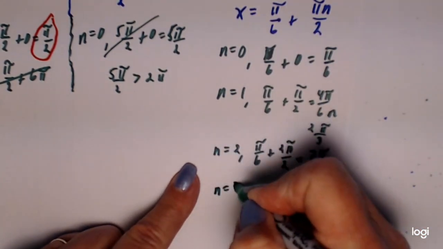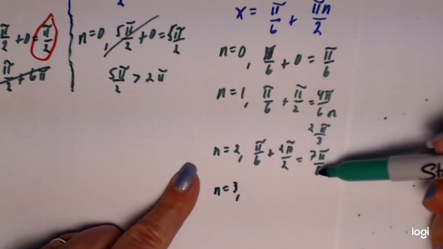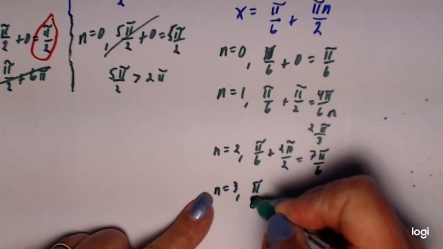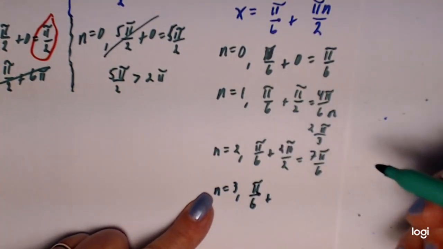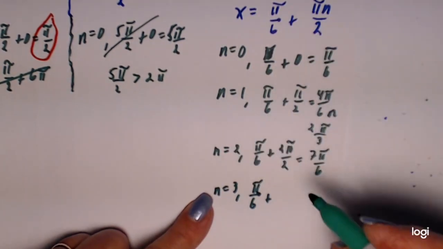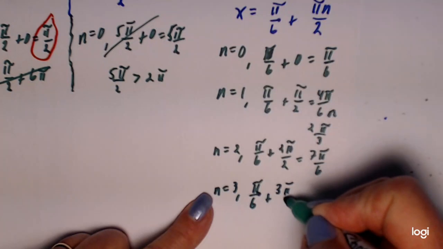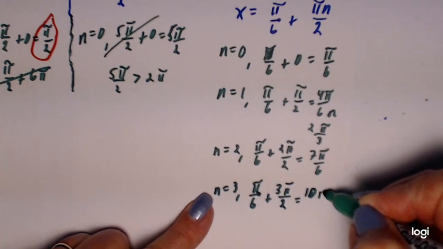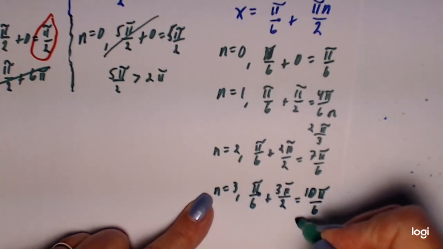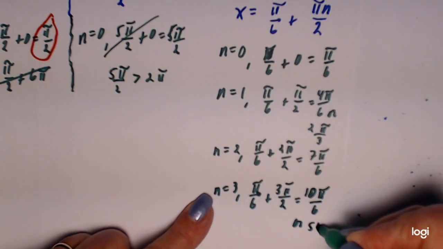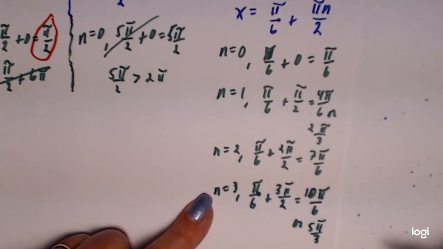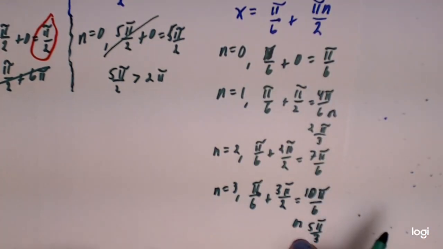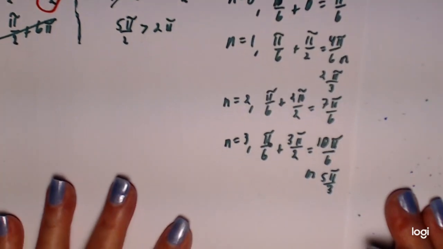And now n is 3. So far we have 1, 2, 3 answers. We know from our graph we need 4. So when n is 3, we have pi over 6. And now when n is 3, coming back up here, we're going to be adding 3 pi over 2. And this gives us 10 pi over 6, or if we reduce it, 5 pi over 3. So we have 1, 2, 3, 4 answers here. We should be done. But if we didn't graph it, we wouldn't know we were done.